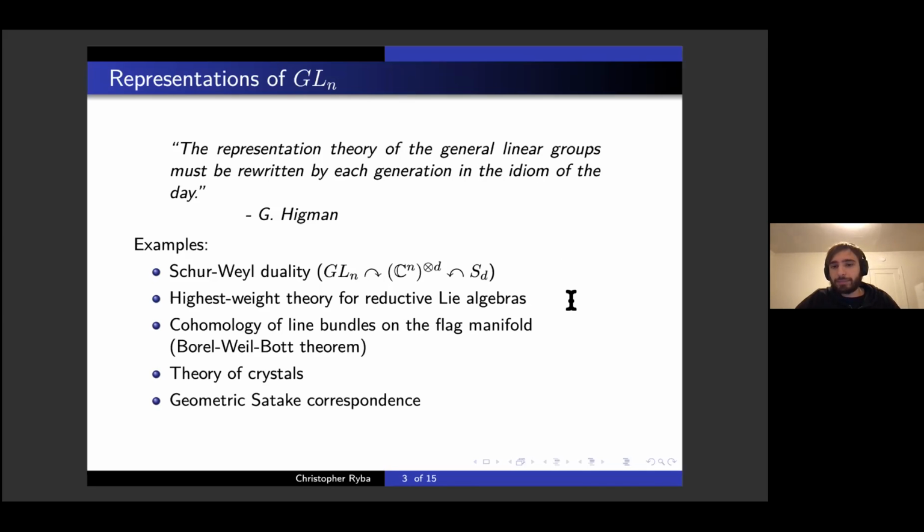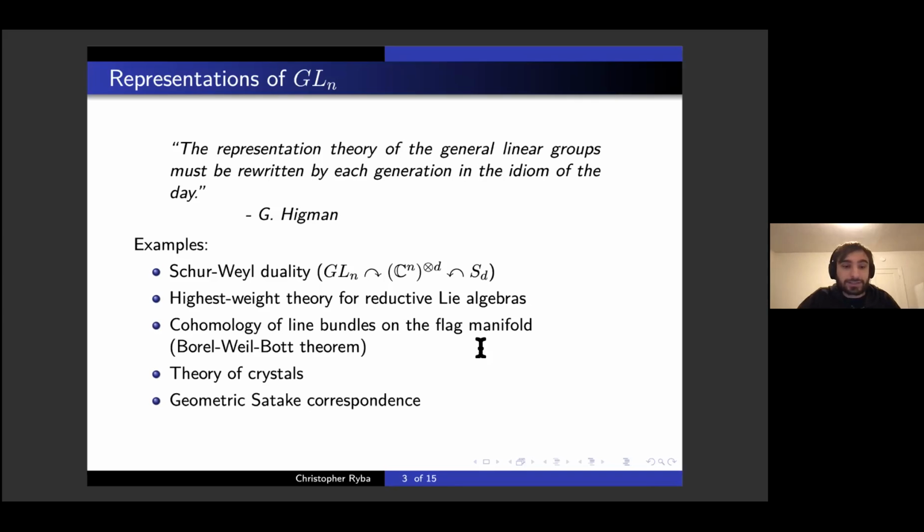A construction that we'll say a bit more about in a moment is a geometric approach, which is the Borel-Weil-Bott theorem. And that works by considering the flag manifold of the general linear group, on which one can construct certain equivariant line bundles. And then the cohomology of those line bundles inherits an action of the group. And it turns out that that is one way, by considering this cohomology of line bundles, to obtain the irreducible representations.